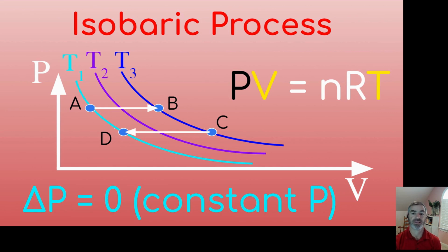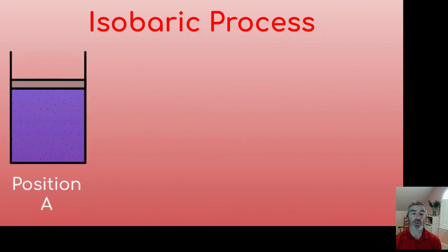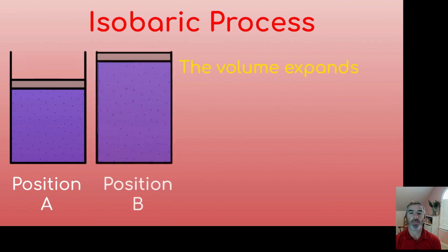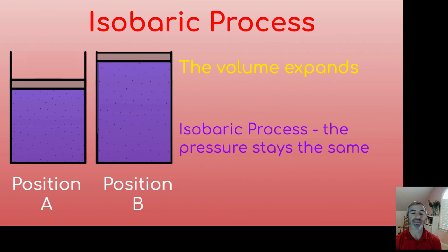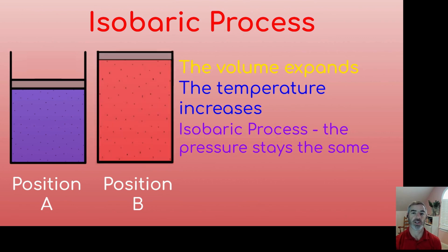So what does that look like for our gas? At position A, the pressure is staying the same. If the volume expands and the isobaric process shows that the pressure remains the same, well, if the volume gets larger, direct relationship, that means the temperature has to increase. So the gas temperature is going to increase to be able to have the same number of collisions with the sides of the container. The molecules have to move further and have the same number of collisions, so in order for that to happen, they have to be moving faster.